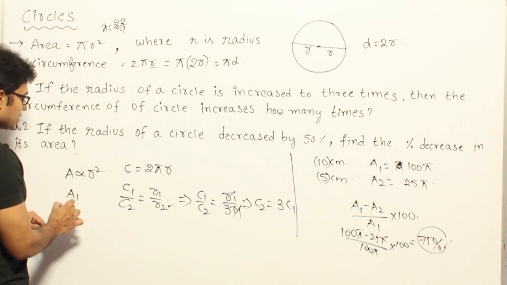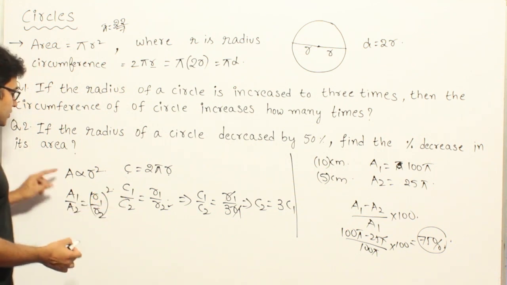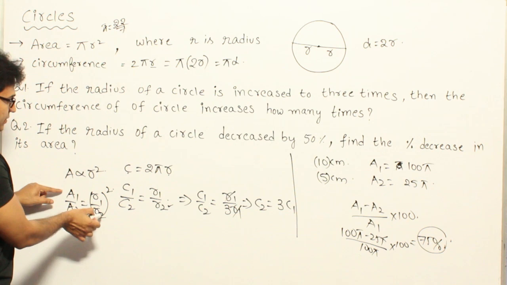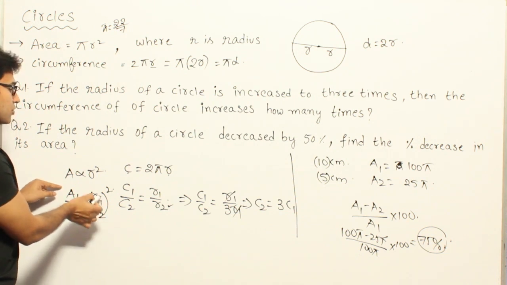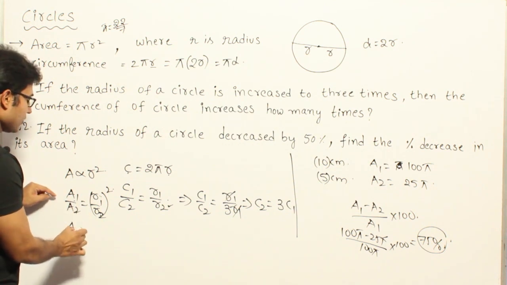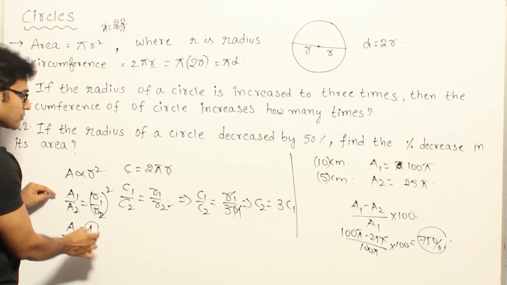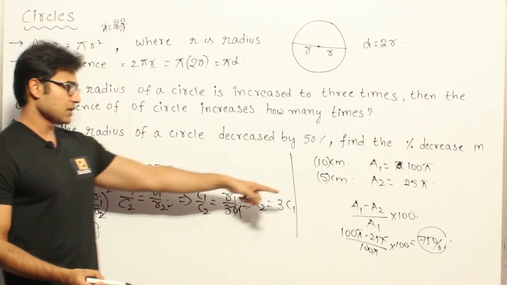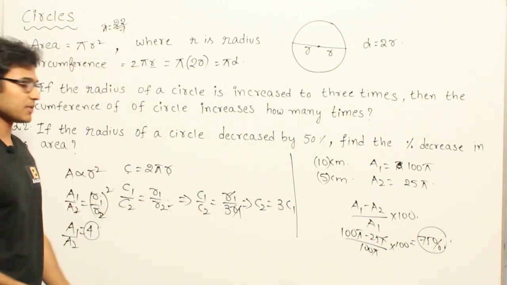You could have taken it as A1 by A2 equal to r1 by r2 whole square, right? From this you would have found out that since this is going to be reduced by half, r1 by r2 is going to be 2, which means A1 equal to 4 A2, or A1 by A2 equal to 4. And now you can use this ratio and substitute there, then also you are going to get the same answer, right?